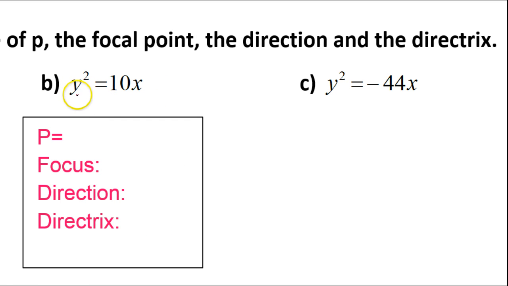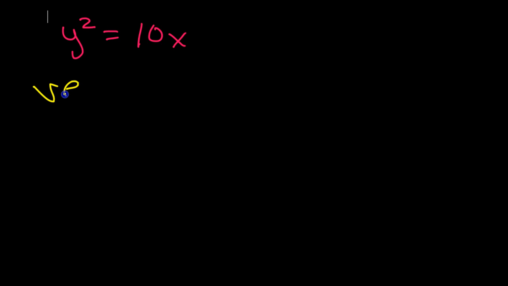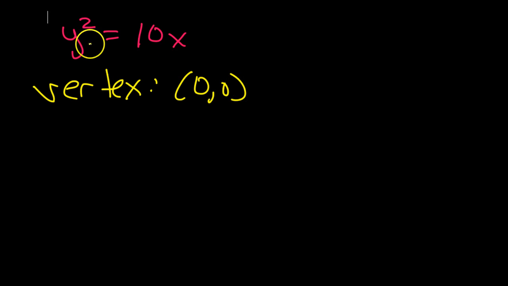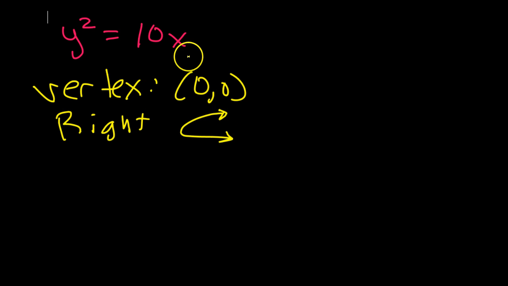All right, looking at B here, we have y squared equals 10x. Okay, I'm just going to copy that down. So I have y squared equals 10x. All right, again, that means that the vertex is 0, 0. The y is being squared. That means it's sideways. Everything is positive. That means it's facing to the right. Okay, like it's doing one of these. So let's get our sketch going.